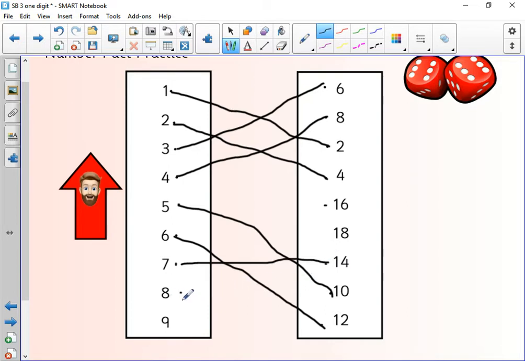Double 8. I've only got 2 numbers left now. Double 8. Is it 16 or 18? That's right. It's 16. Double 8 is 16. 8 add 8 equals 16. So I now know that double 9, hopefully you know this anyway, is 18. 9 add 9 is 18. Do you know all those doubles without having to work them out?